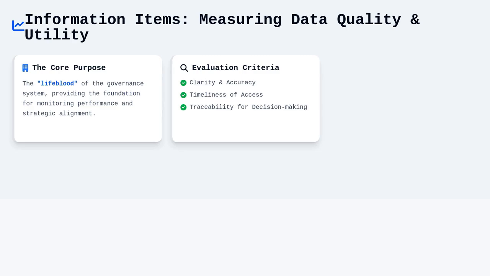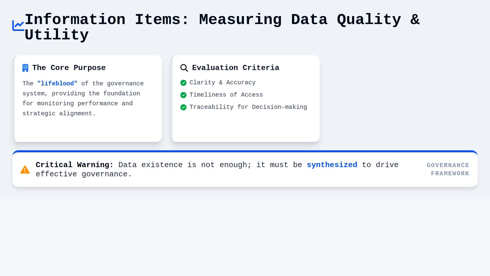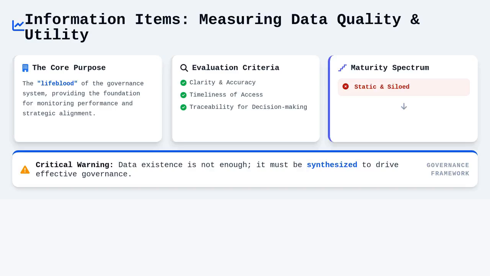If the information component is weak, it often indicates that although data may exist, it is not synthesized in a way that supports effective governance. We assign maturity levels by evaluating whether the information is static and siloed or whether it is dynamic, integrated, and actively used to drive improvements within the system, thereby serving as a foundation for all other components.